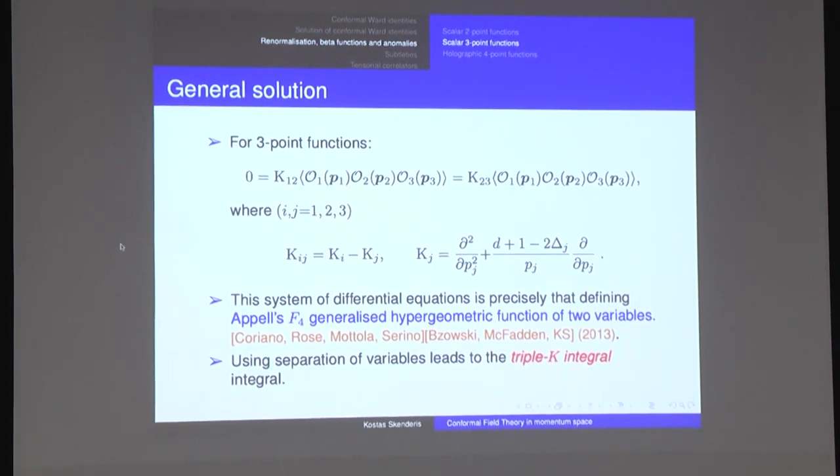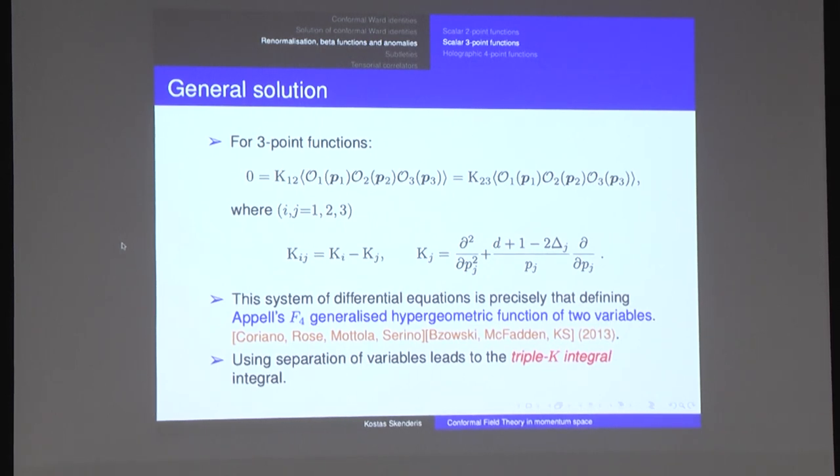Now it turns out that this system of two equations is actually a known system in mathematics. It defines the Appell F4 generalized hypergeometric function of two variables. Yesterday we also saw this Appell F4 appearing in the D function, and it's not accidental that it appears there too. That's nice because there are lots of general things known about hypergeometric functions, but it's not good enough for what we want to do. Mathematicians prove nice theorems, but we as physicists want to actually be able to evaluate stuff, and this description is not as useful for that.